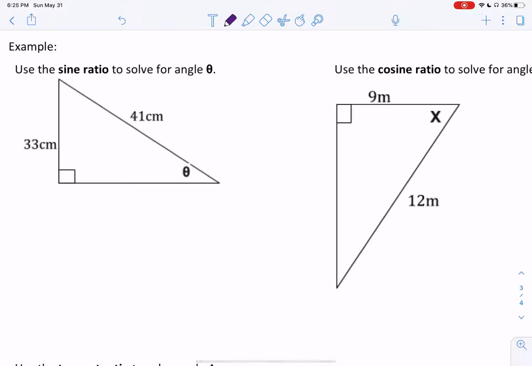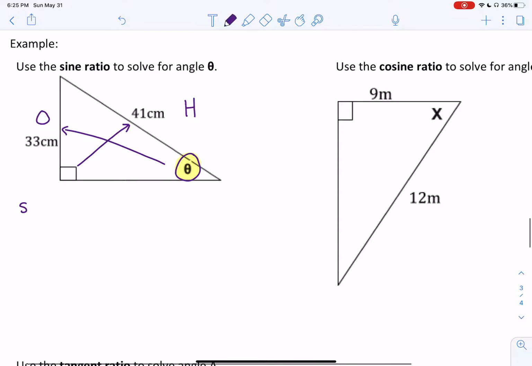As usual, we circle our angle and then we label our triangle. Again, our hypotenuse is directly across from the right angle. Then my 33 is directly across from the angle I circled, so that is my opposite. Now it's telling me I need to use sine, but I also know it's sine because I only have O and H. So let's set up our sine equation.